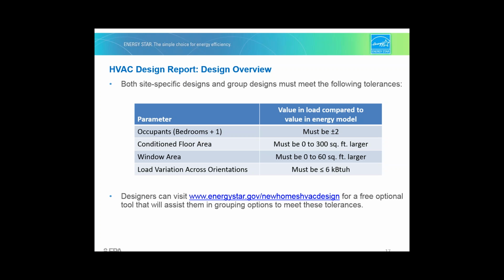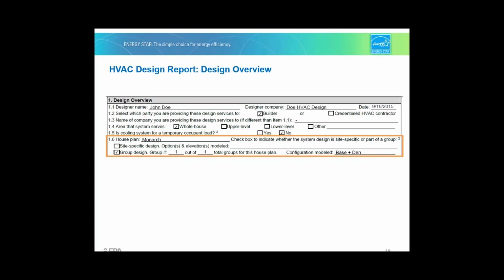So designers can visit the website on this slide for a free optional tool that will assist them in grouping options to meet these tolerances. So within this context, we can revisit that item 1.6 and show you how it might look for a group design. So here the designer indicates that they've completed a group design for the Monarch plan. They looked at all the options, elevations, and orientations and found that they met the tolerances that we described on the last slide. So they've created one group design for this plan, and they've written down the configuration that they used in the load calculations.